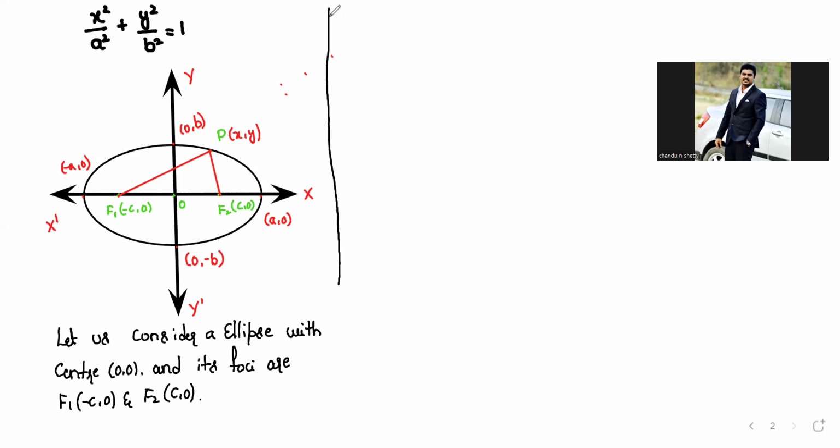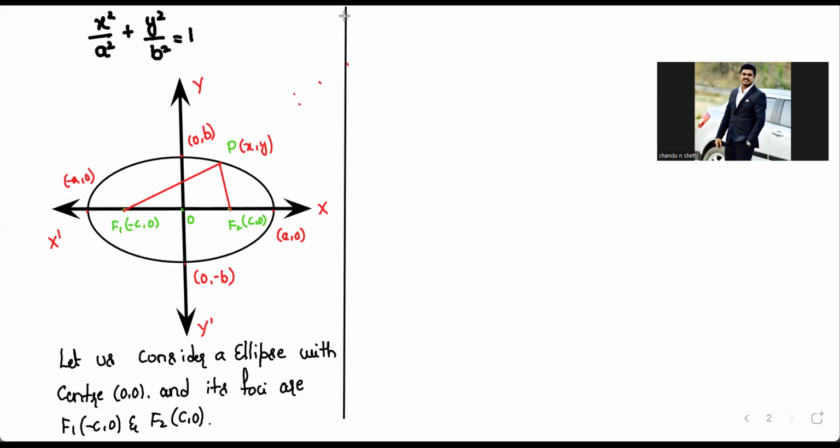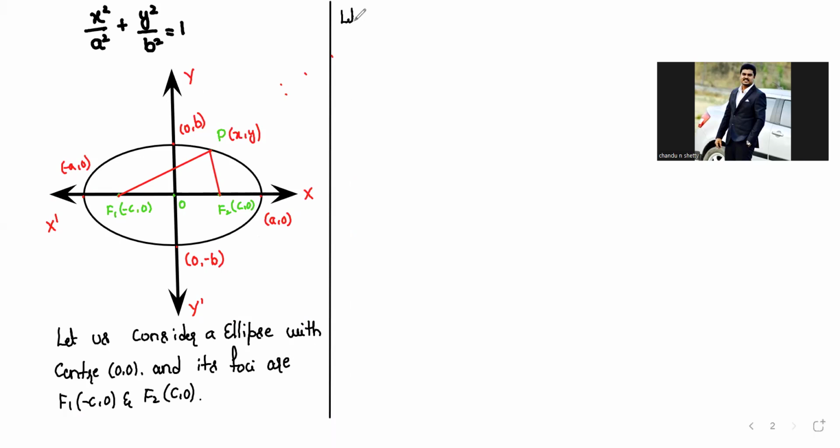Now you should observe. Let P of x comma y be any point on the ellipse such that PF1 plus PF2 equal to 2a.